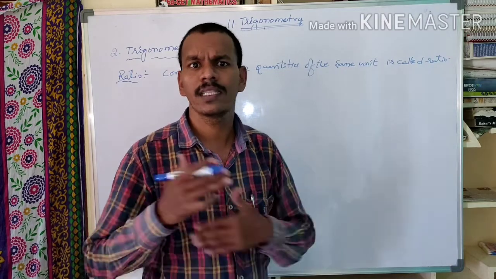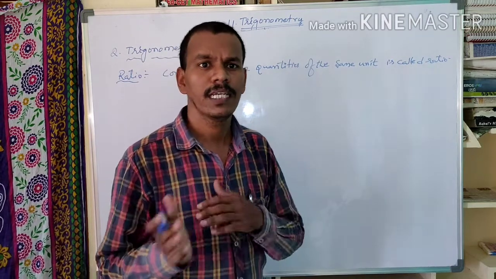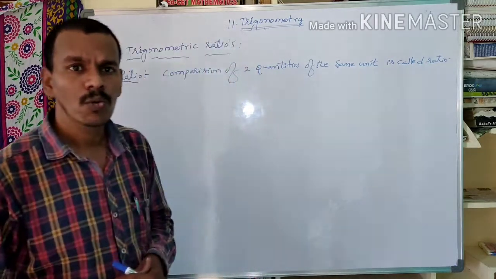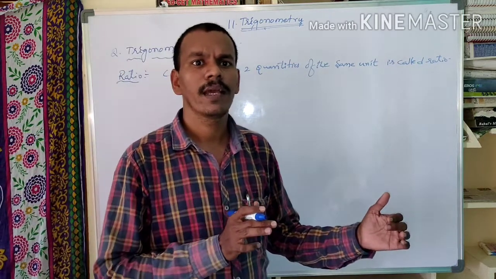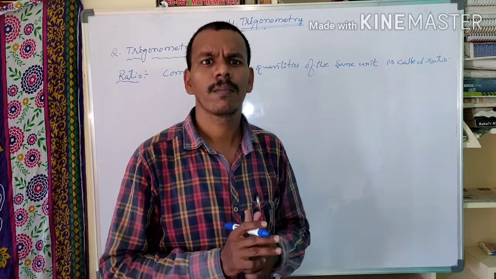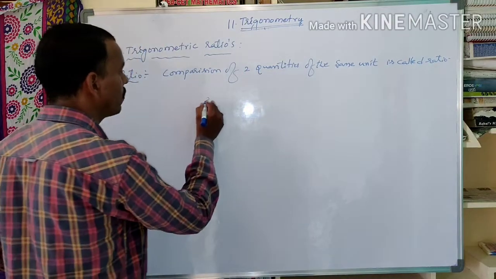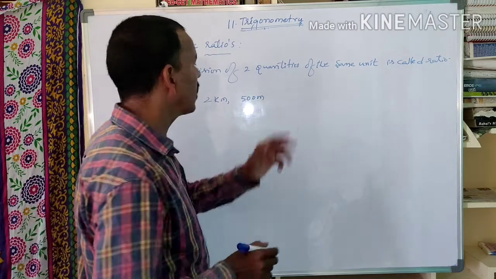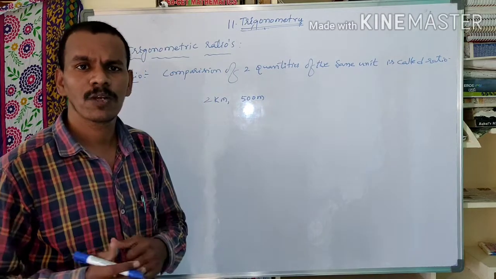8th class students and 10th class students, who is the better? It is not a comparison of both members. That's why we are taking the same unit. For example, kilometers we can compare, meters we can compare, and centimeters we can compare in distances. If, suppose, given 2 kilometers and 500 meters, both are different units. That's why it is not possible to compare.